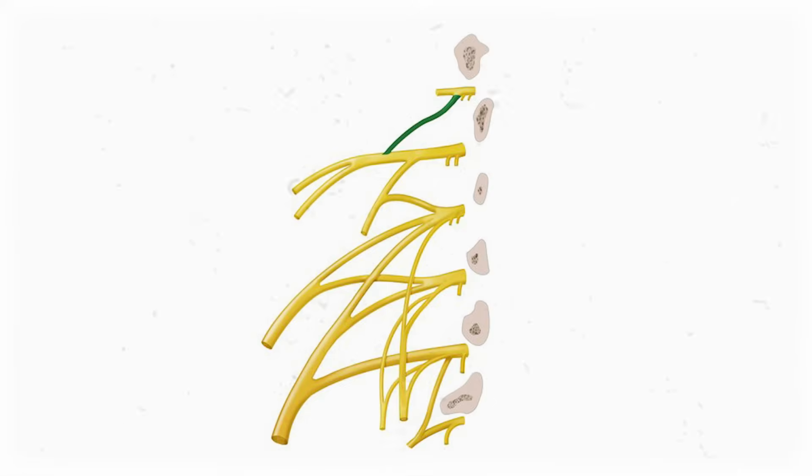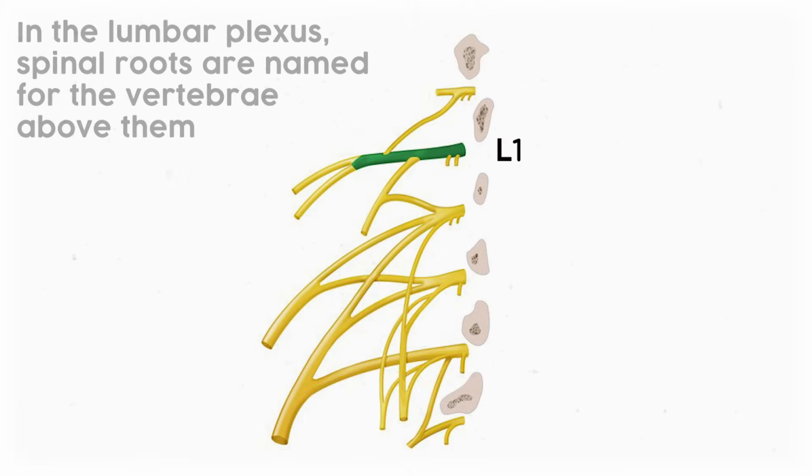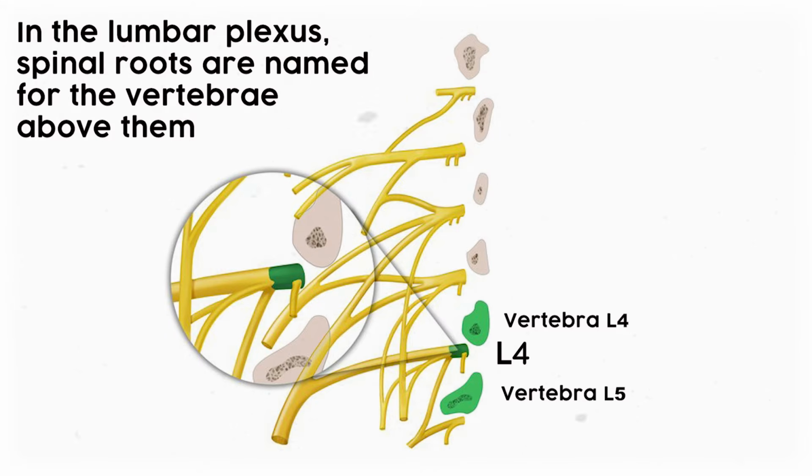For the lumbar plexus, we're focused on the anterior rami of spinal roots T12, L1, L2, L3, and L4. Those roots are named after the vertebrae above them. So spinal root L1 pops out between lumbar vertebrae 1 and 2, lumbar spinal root 4 pops out between L4 and L5, and so on.